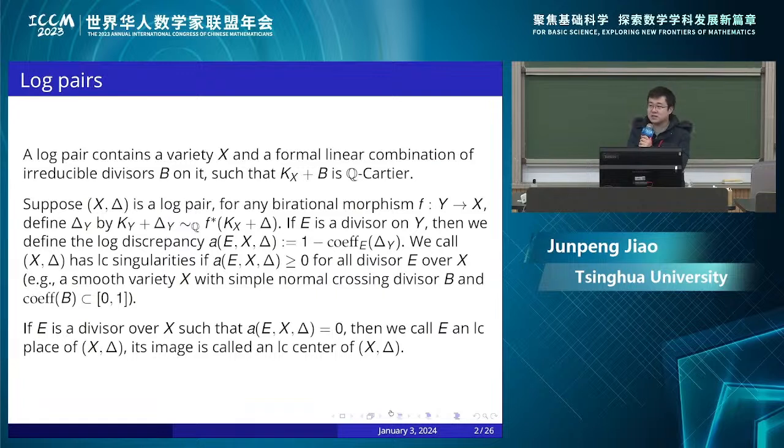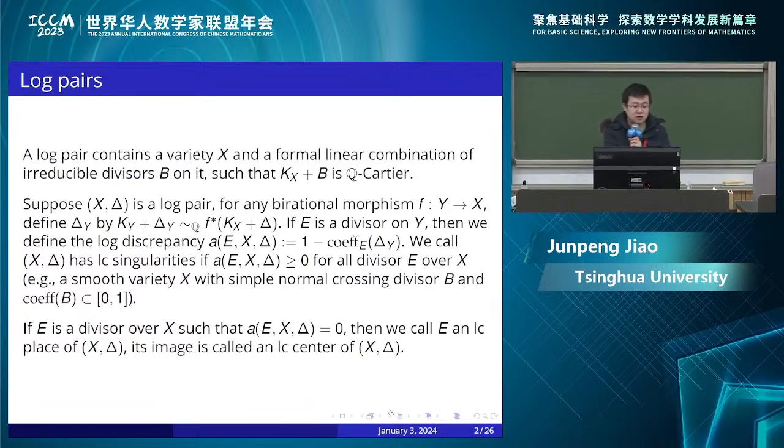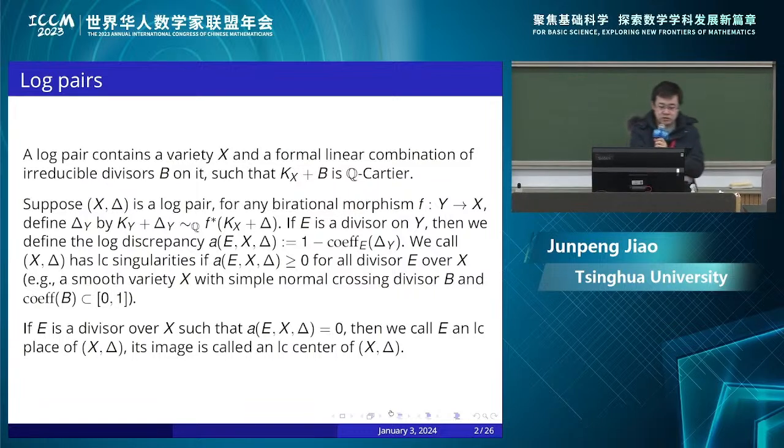If E is a divisor on Y, then we define the log discrepancy to be 1 minus the coefficient of Δ_Y along E. We call (X, Δ) an LC singularity if the log discrepancy is greater than or equal to 0 for all divisors over X. If you are not familiar with the log pair language, you can consider it as a smooth variety X with a simple normal crossing divisor on it, and the coefficients of this divisor are between 0 and 1.